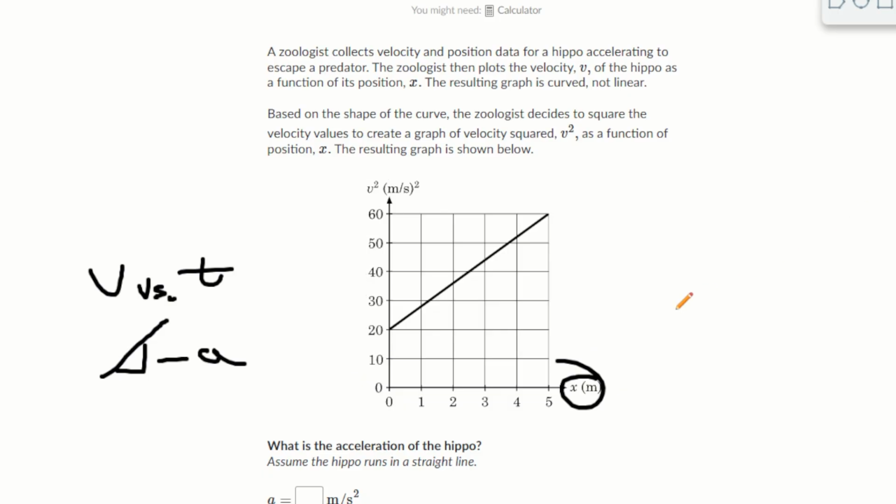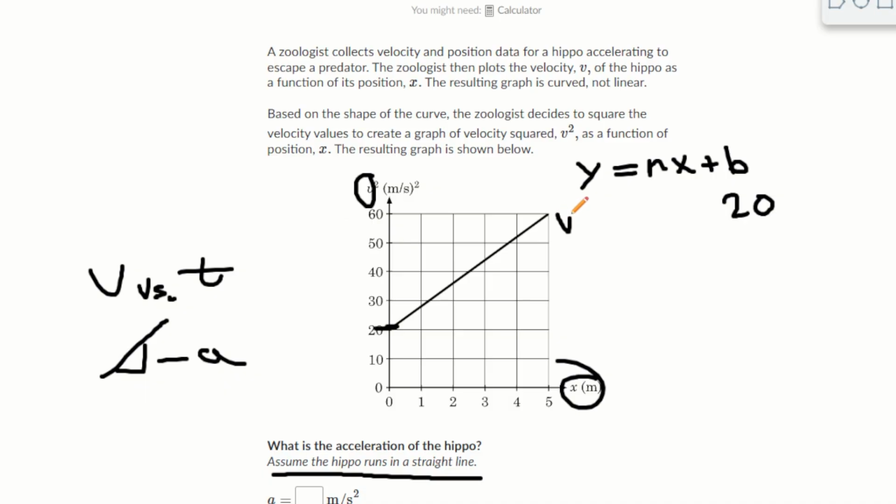Notice how right here it says assume the hippo runs in a straight line. We are going to use the equation for a straight line, which is the slope-intercept form. So that would be y equals mx plus b. Here we have 20 meters per second squared, so you would say that this 20 is your b. So 20 would be plus b. And we know that our y, which is our y-axis, is v squared. So we can say that our v squared, and then we want our slope, which is mx, and then x would be just our x in meters, plus 2.